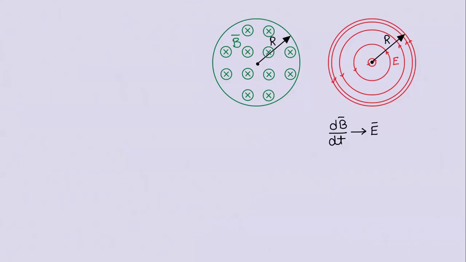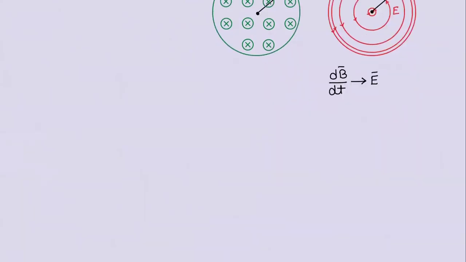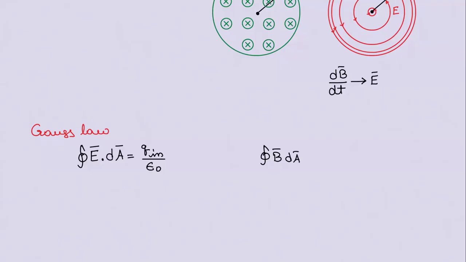First one is Gauss law. This is a part of Maxwell's equations. Gauss law in electrostatics: integral E dot dA is equal to Q in by epsilon naught. This is Gauss law in electrostatics. After that, one more is also there, Gauss law in magnetism: integral B dot dA is equal to 0.